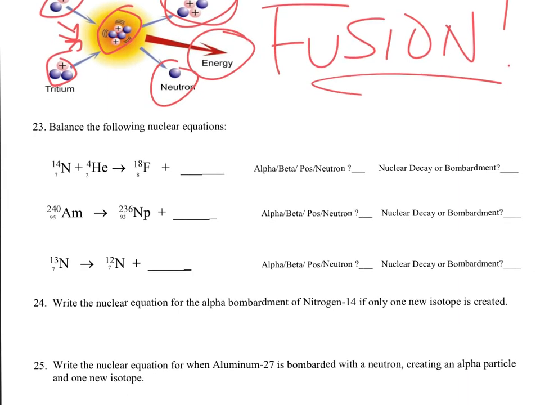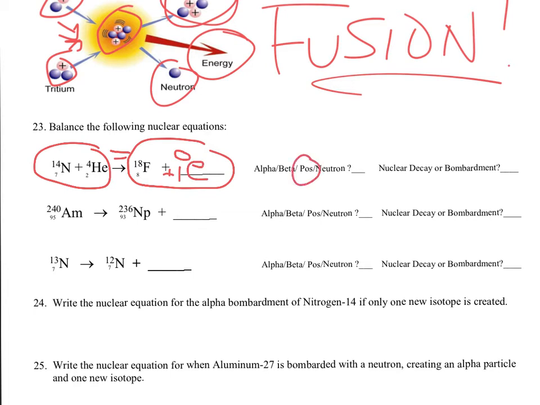All right, let's look at 23. Ooh, these are great. Let's balance out our nuclear equations. Remember, an arrow is like an equal sign, so we compare this side of the arrow, the left side, to the right side. If we look at the left side, 14 plus 4 gives me 18. So 18 plus 0 gives me 18 on top. On the bottom, it's 7 plus 2 is 9. 8 plus 1 is 9. Ooh, what is 0? No mass, but has a 1 on the bottom. That's going to be a positron, my friends.